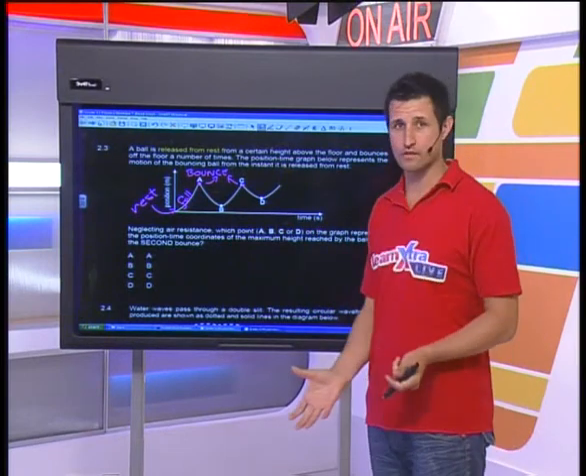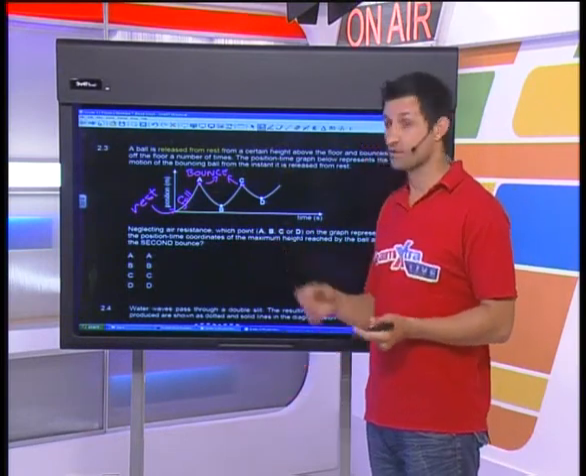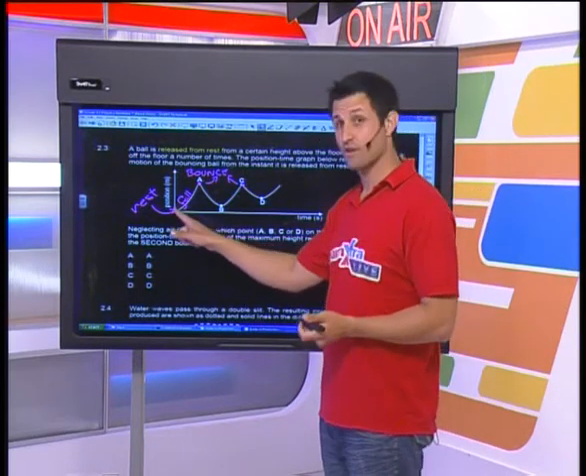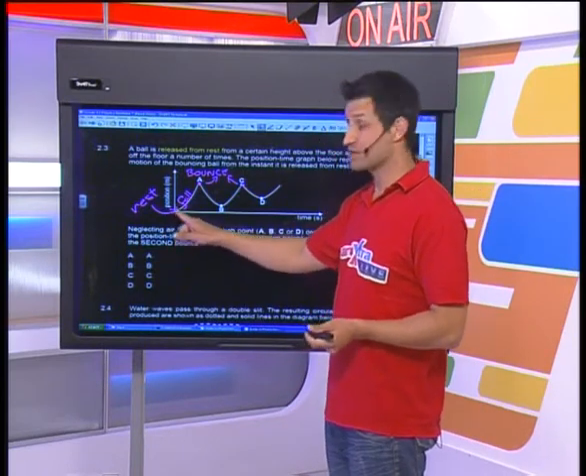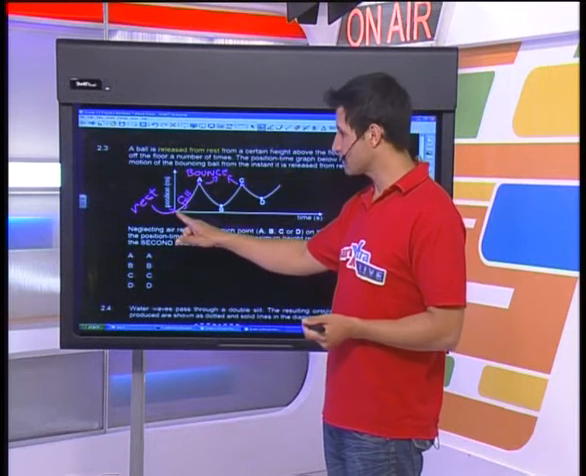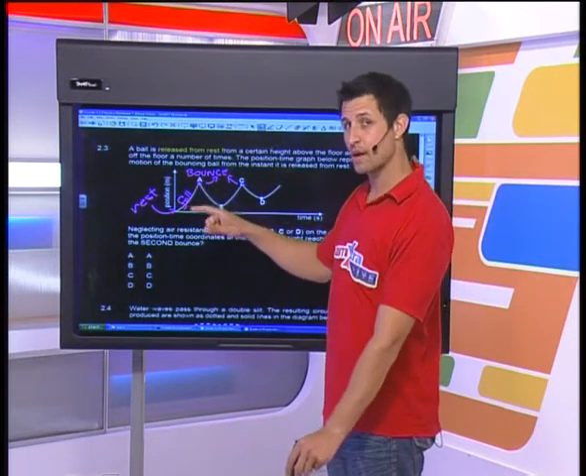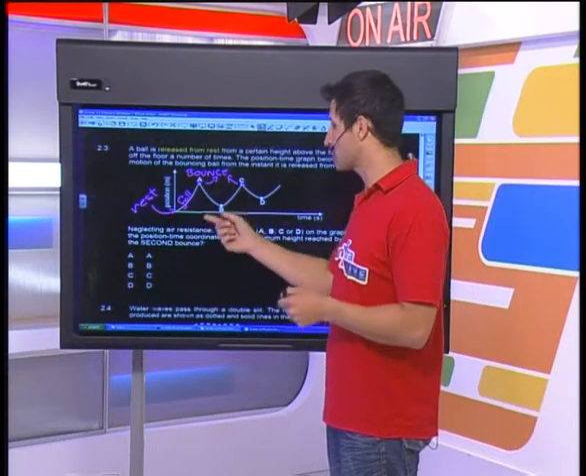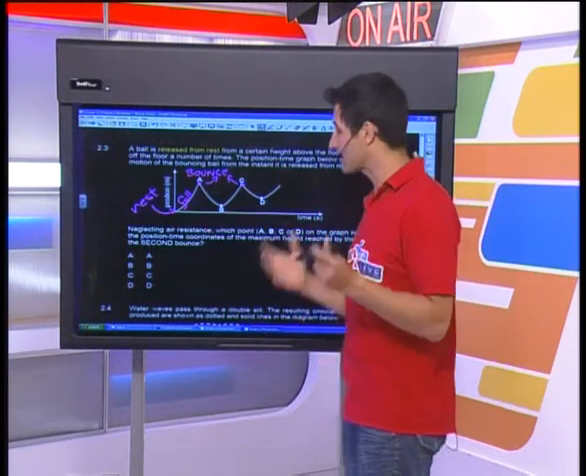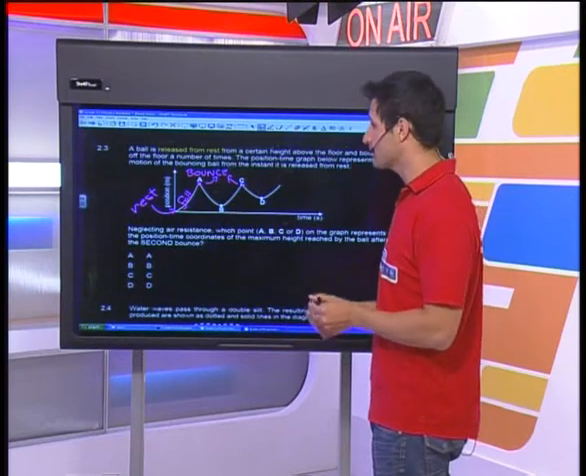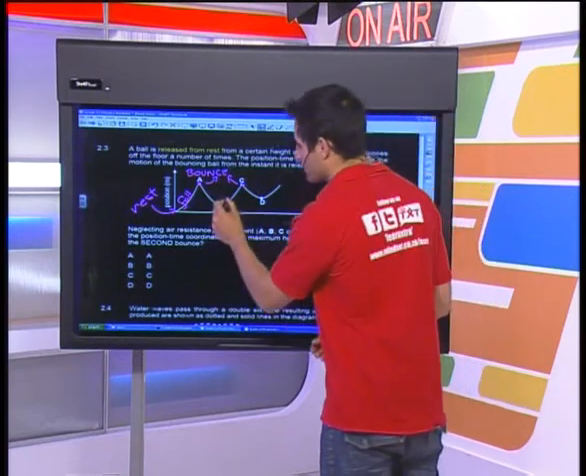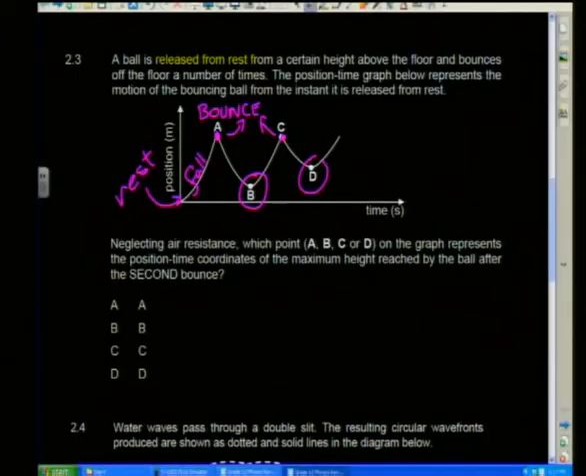How did I know that? Well, what I needed to know was that I started off from there, position 0. What happened? I went away from position 0, and then I bounced and came back to position 0, but not quite. I came nearly as high. So position B and D are the places which are far away from the ground.